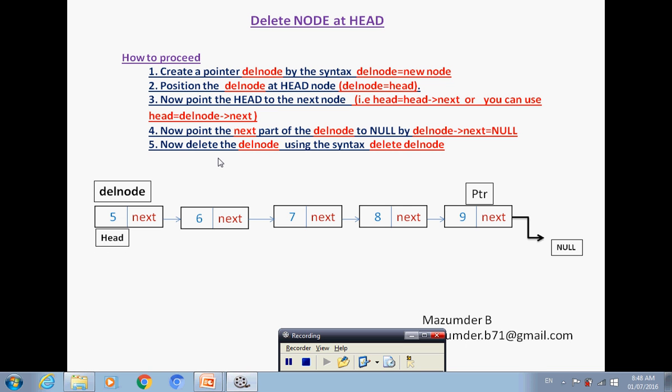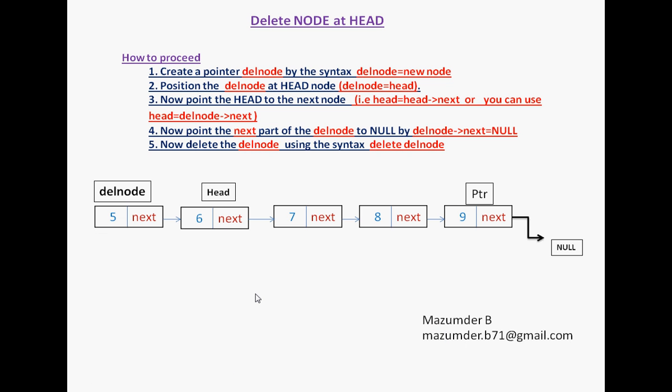For deletion at head, we'll create one pointer, that is del node, and we'll position it with the head node so that we can delete the node at head without disturbing the original head of the linked list. See how it takes place. First, we will move the head from the first node to the immediate second node. Now this is the head of the linked list.